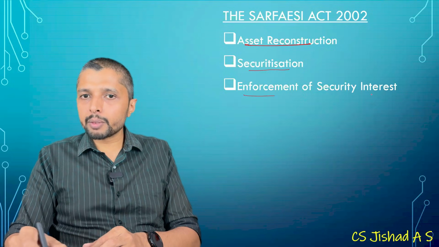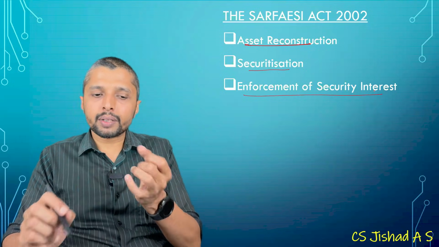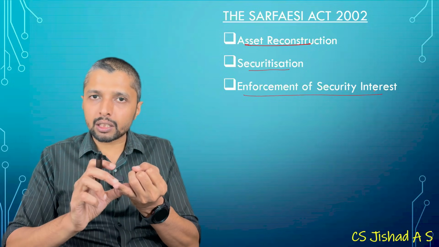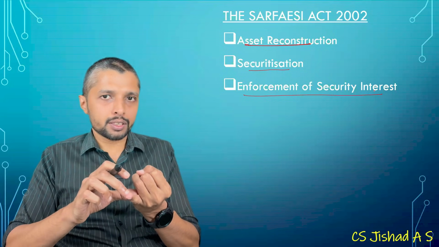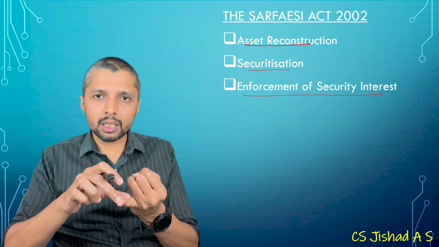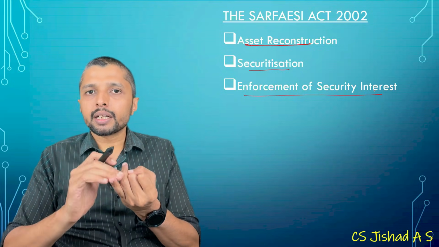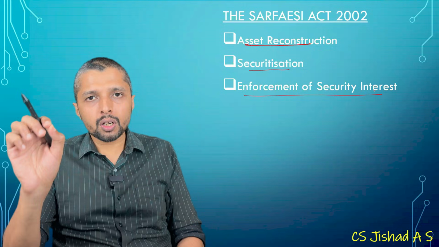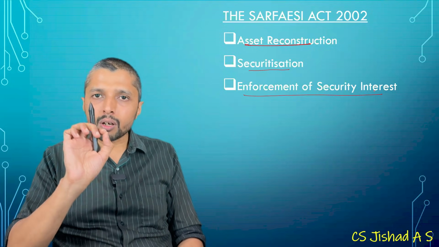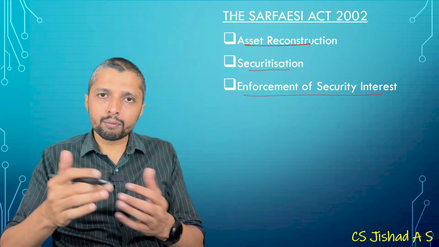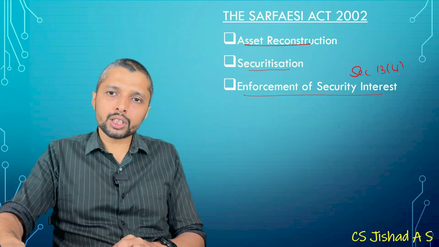Okay, so enforcement of security interest is specified in section 13, which means that if a financial asset of a financial institution becomes a non-performing asset, if there is default and it is overdue for 90 days, 3 months, then they'll make an intimation to the borrower, the secured creditor, to make the payment within 60 days. If it is not paid within 60 days, they can enforce security interest under section 13 subsection 4.